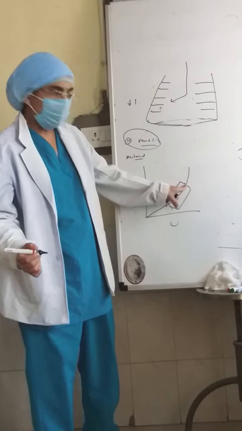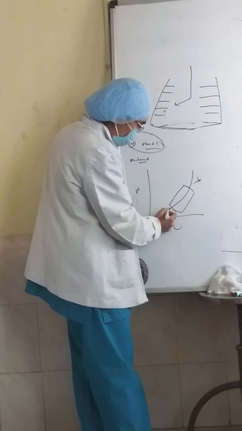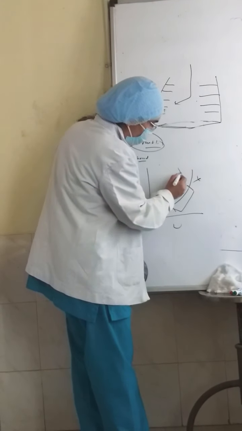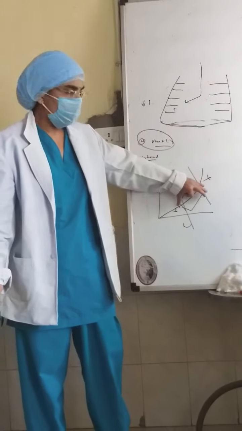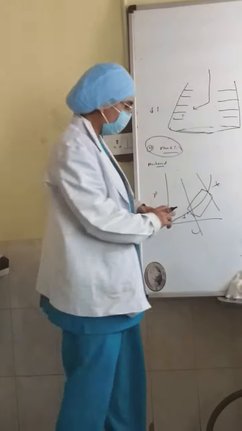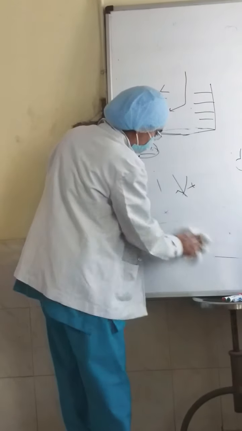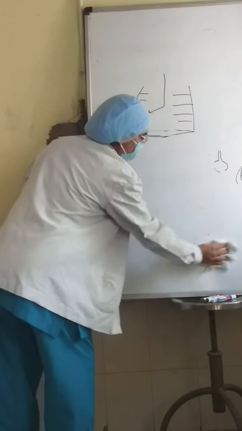Then again beyond this point, if you increase the pressure, alveoli are going to burst. So we don't want this. We want ventilation to happen in this safe zone. So ventilation should happen in this safe zone. This is called the safe zone of ventilation. This is a very important thing which I will keep revising with you in the coming classes.